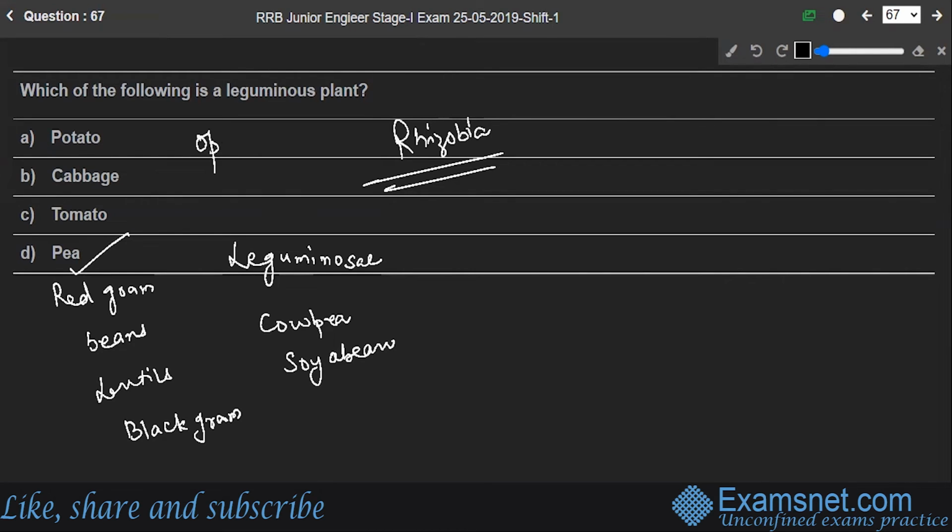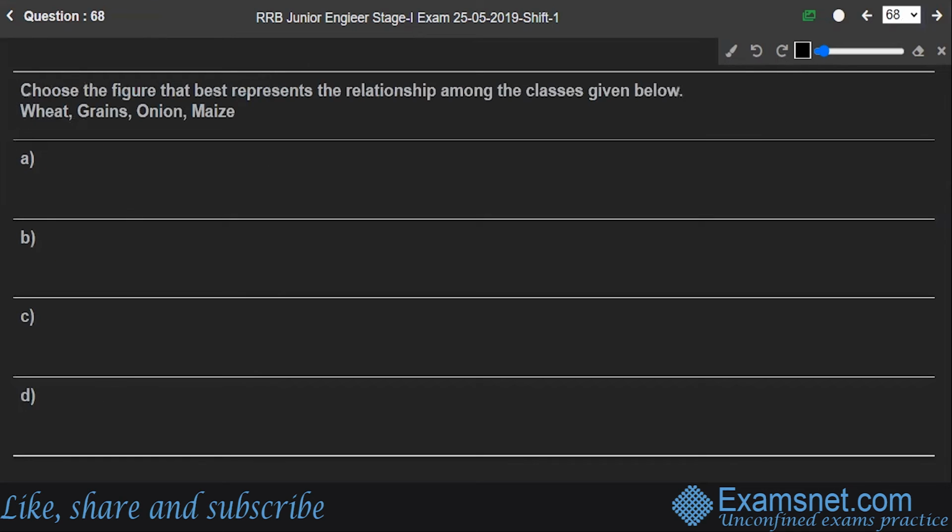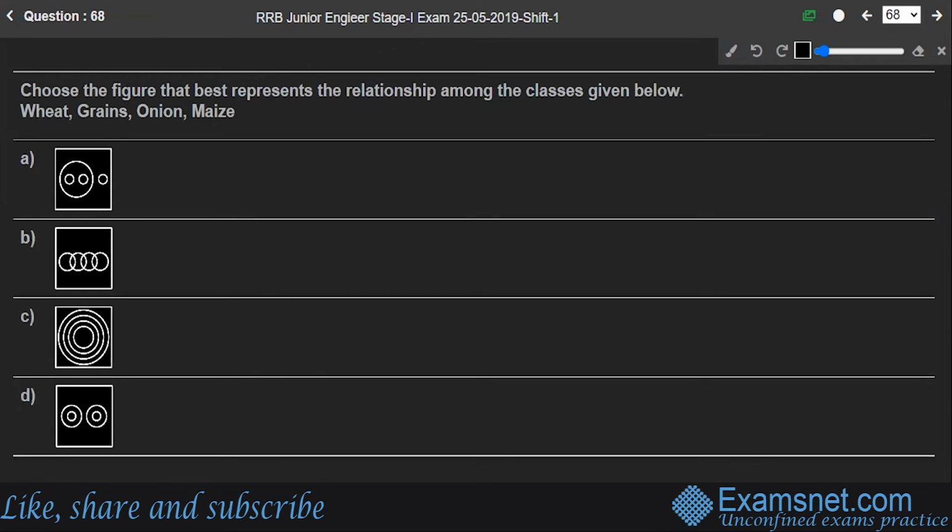So, option D is the right answer to the question. Hope you understood that. Let's move to the next question, number 68. You have to choose the figure which best represents the relationship among the classes given below: wheat, grains, onions, and maize.